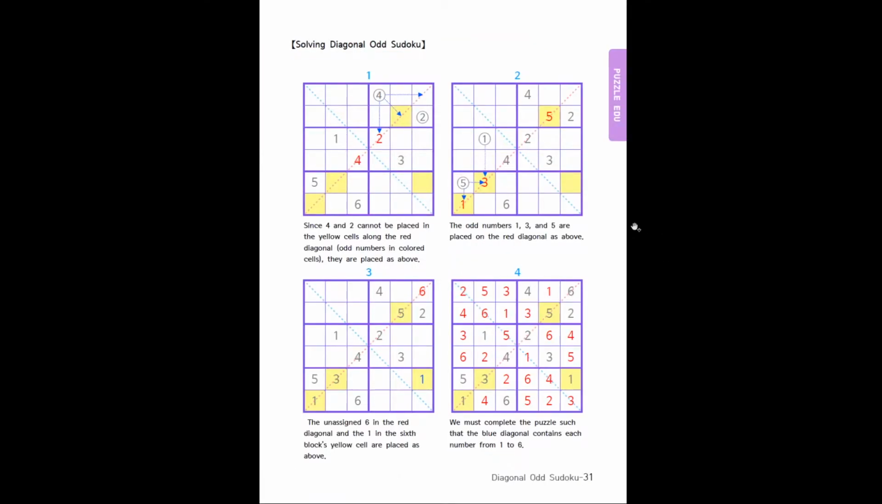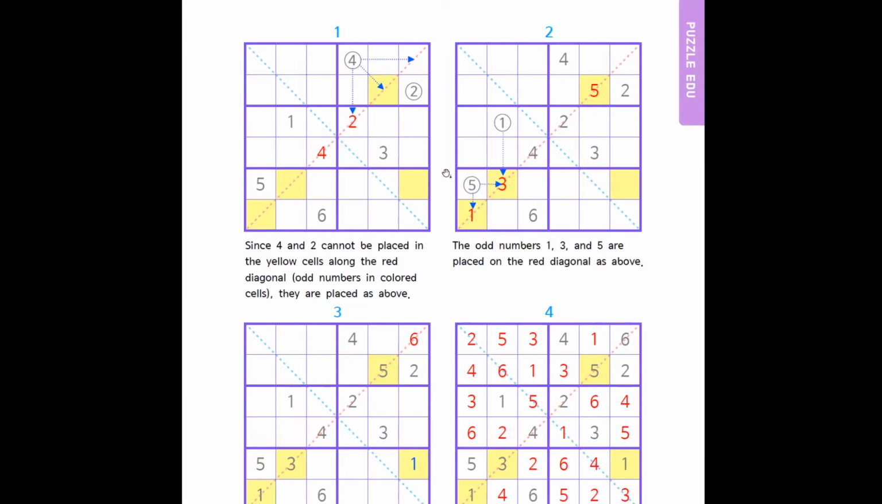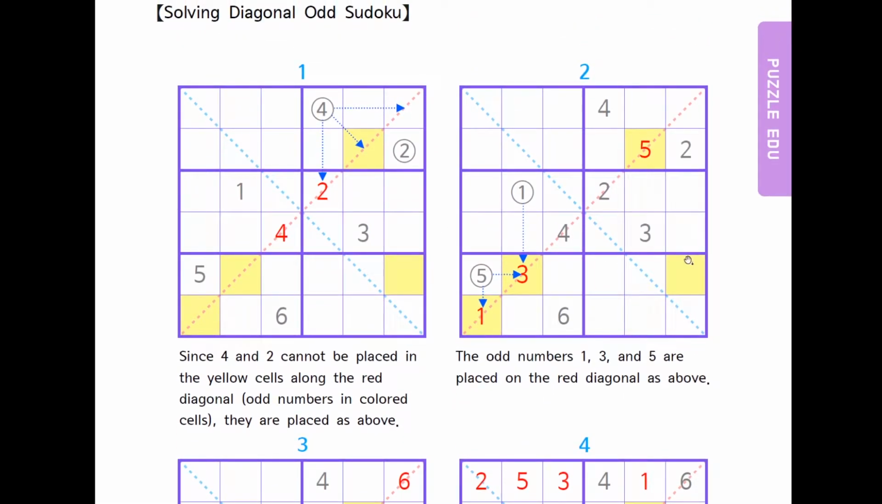Let's go through this example together. If you're following along, go to page 31 of your Variety Sudoku Intermediate Workbook. I'll be explaining each of the 4 progressions. We see on the red diagonal, since only odd numbers can exist in the yellow cells, the remaining non-colored cells must contain the numbers 2, 4, and 6. Those are these cells here.